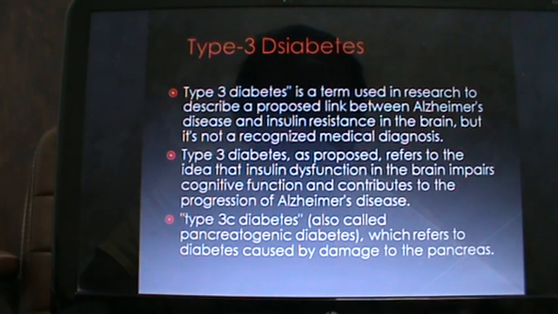Type 3C diabetes, also called pancreatogenic diabetes, refers to diabetes caused by damage to the pancreas. So if there is damage to the pancreas, then this type of diabetes is known as type 3C diabetes.